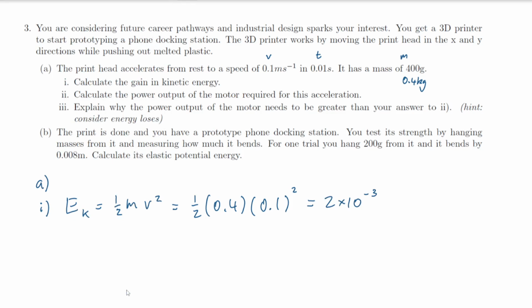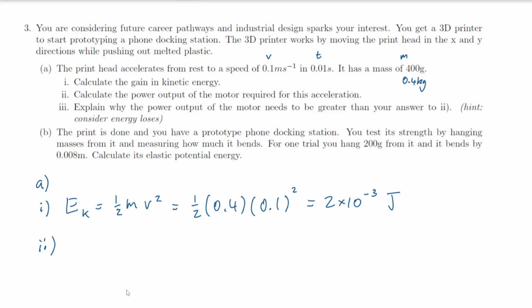And what would the units for that be? Kinetic energy, so energy is measured in joules. Well, that's the SI unit, and since we used SI units, our output will also be in SI units. That is the beauty of SI units. Alright, so we've got our kinetic energy. Now, part 2, calculate the power output of the motor required for this acceleration.